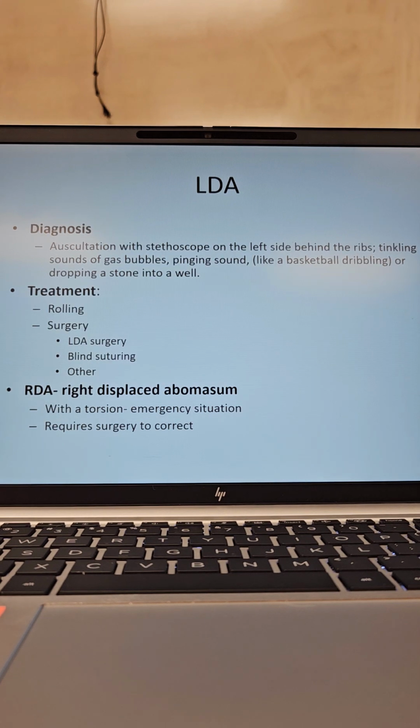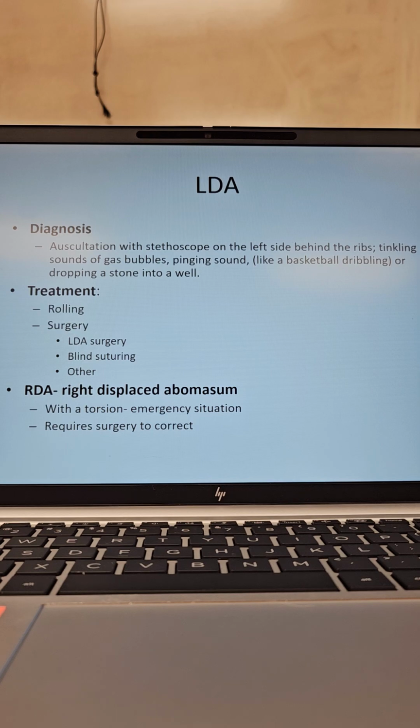Auscultation with a stethoscope on the left side, so you're going to listen to the left side behind the ribs where the stomach should be. You're going to hear a tinkling sound of gas bubbles, a pinging sound, like a basketball when you thump it, like a basketball dribbling or the dropping of a stone into a well.